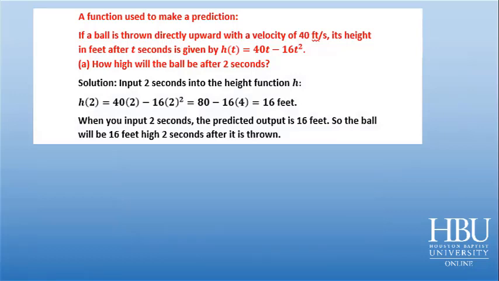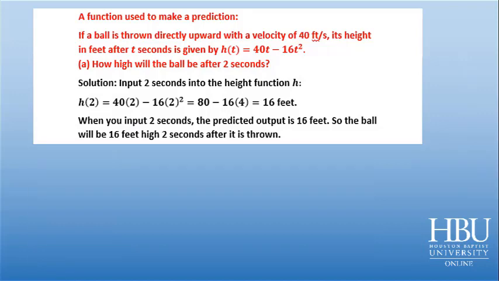To solve that, we would input 2 seconds into the height function h. h of 2 is going to equal 40 times 2 minus 16 times 2 squared. When you work out that arithmetic, it turns out to be 16 feet. So when you input 2 seconds, the predicted output is 16 feet. This means that the ball will be 16 feet high 2 seconds after it's thrown.